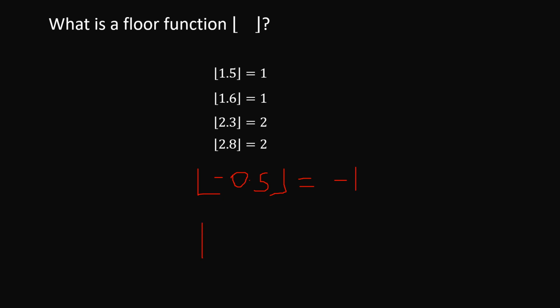And for example, the floor of negative 2.5 would be equal to negative 3. Okay, so it won't be negative 2, it will be negative 3, and that's the integer lower than that number.